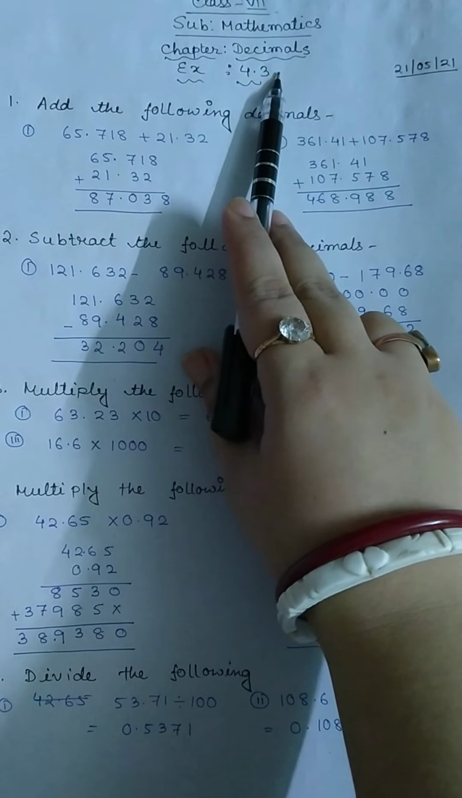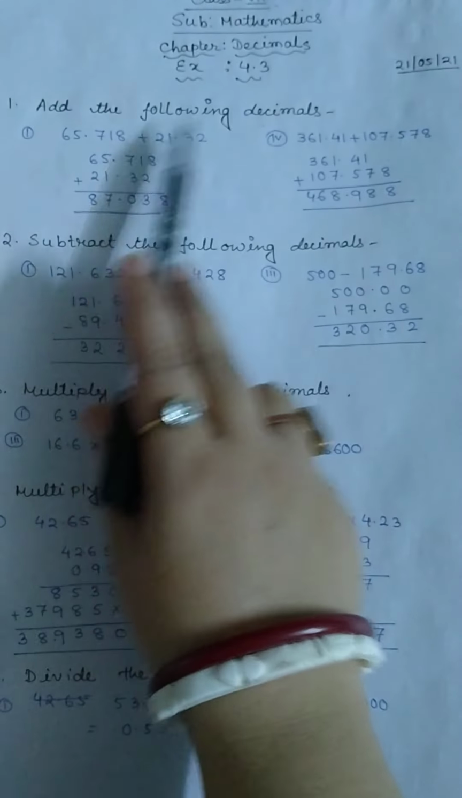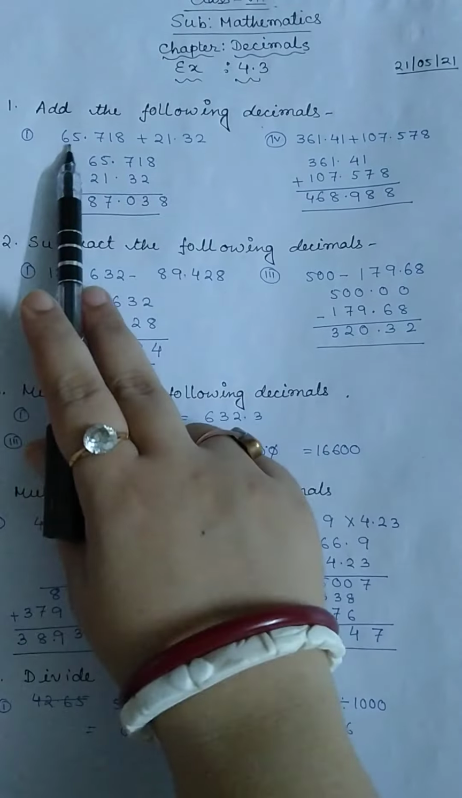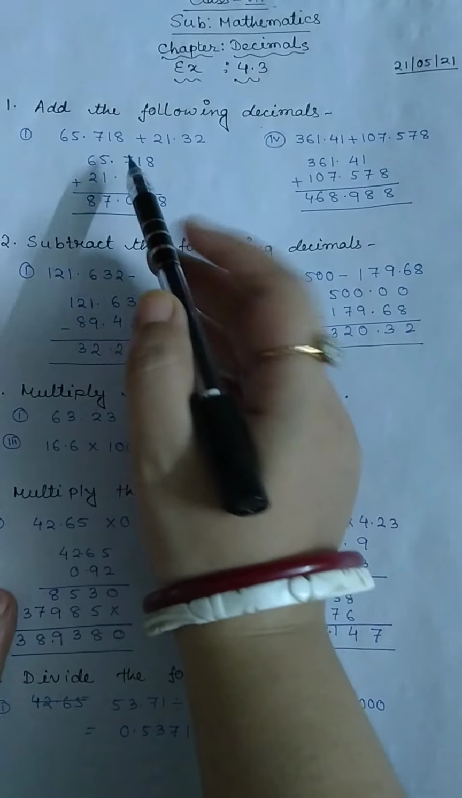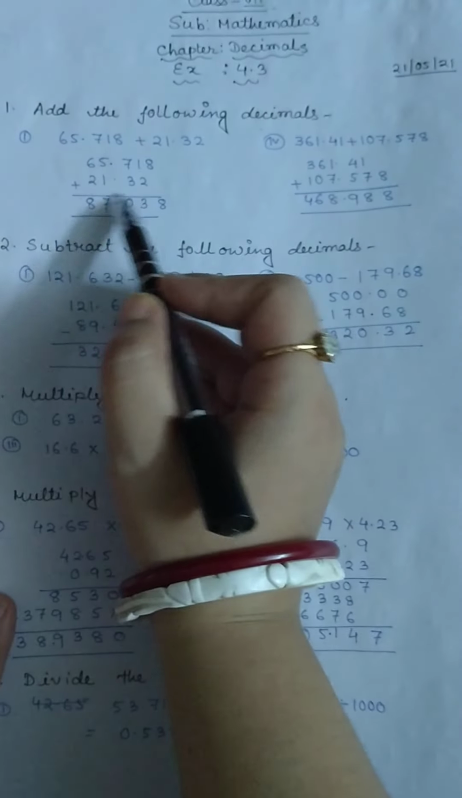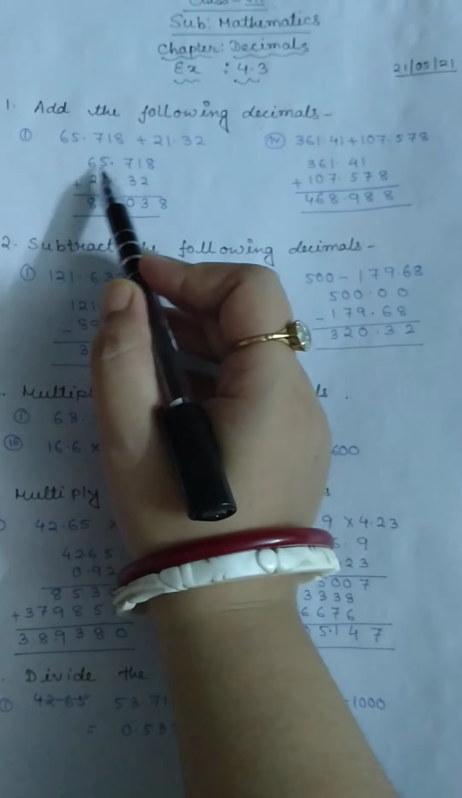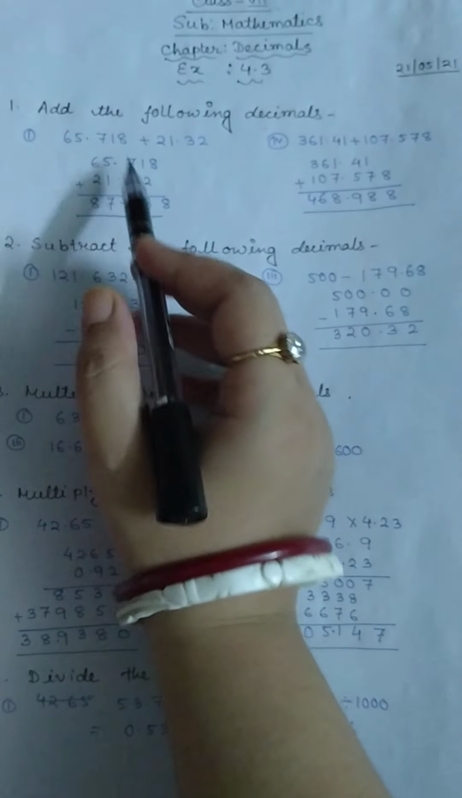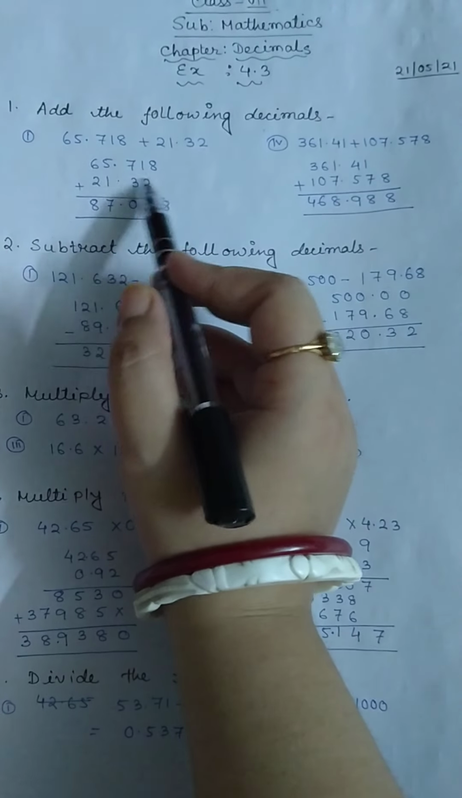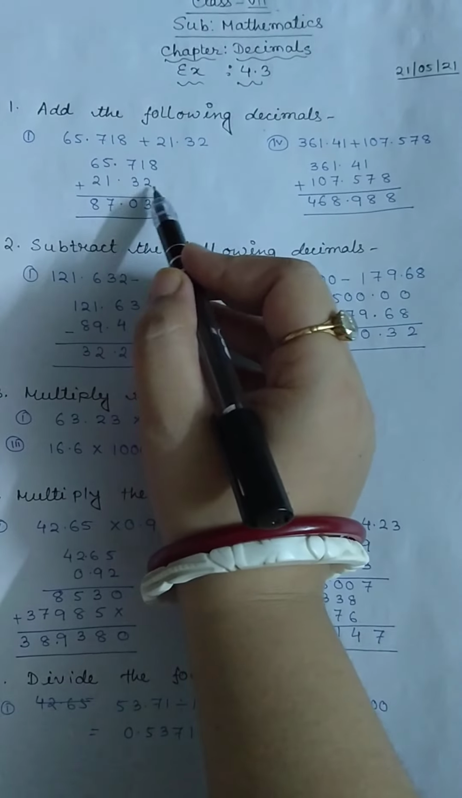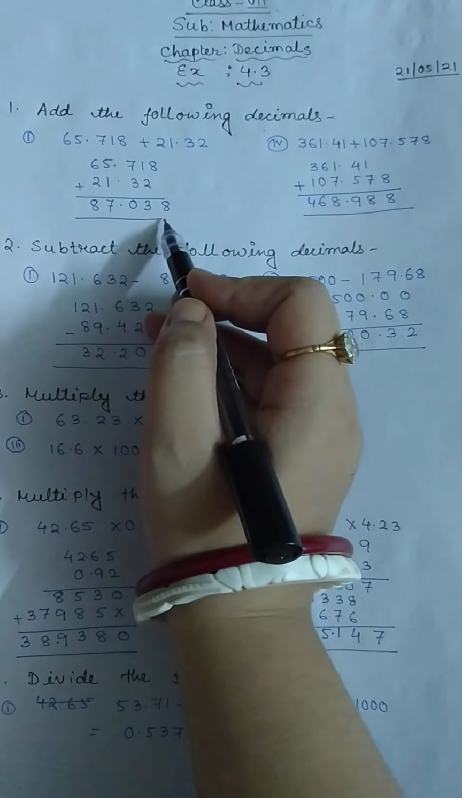Now we are going to do exercise 4.3, chapter Decimals. Very easy thing. Add the following decimals. What you have to do is put the digits according to their exact place value. It is 65.718. So according to the digits given, I have put it. So this is the answer.